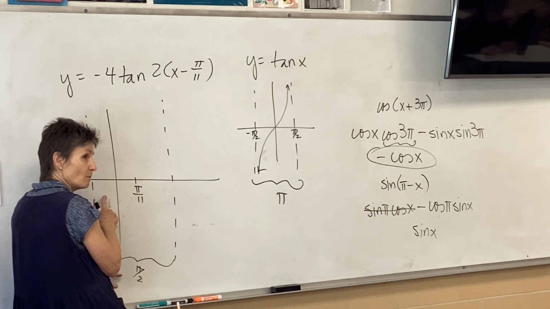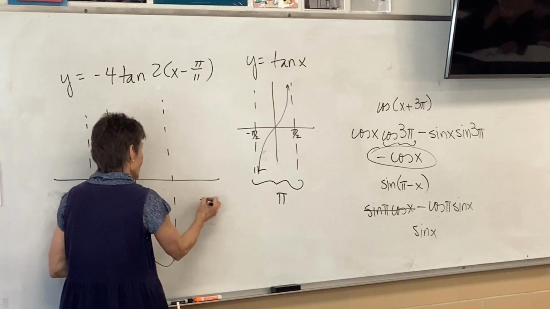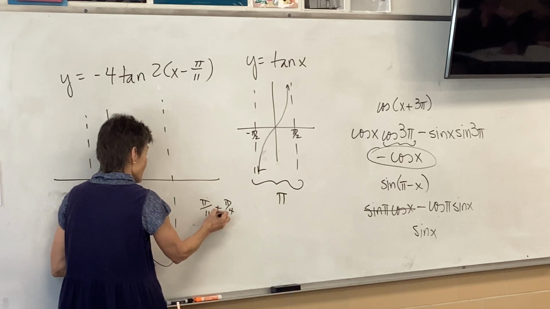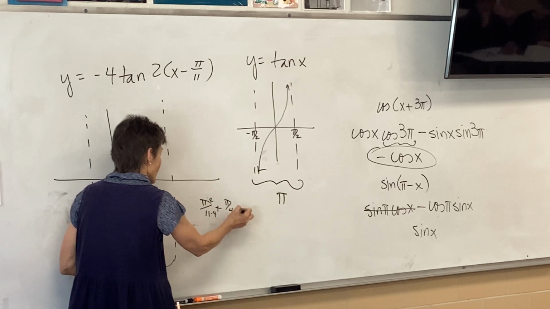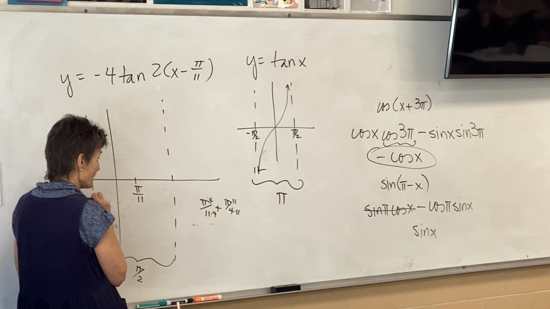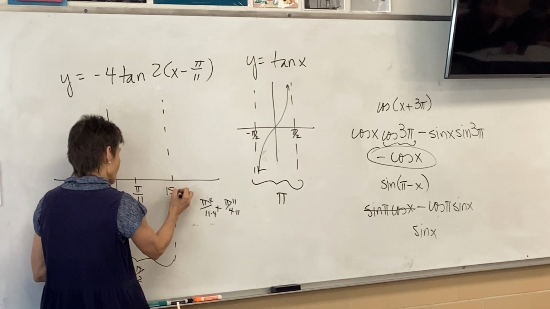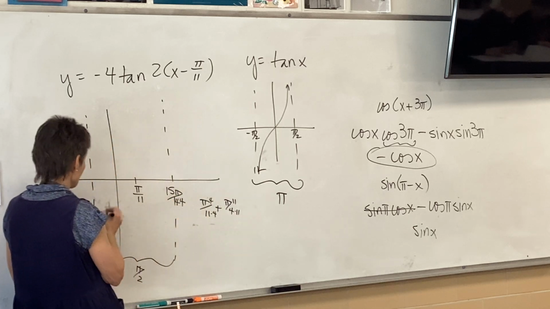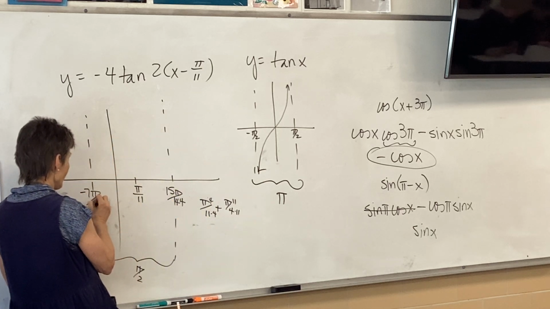Does that make sense to everyone? So pi over 10 plus pi over 4. I guess my denominator is going to be 20. So what have I got? What is that? 7 twentieths. And if I subtract, it'll be -3 twentieths.